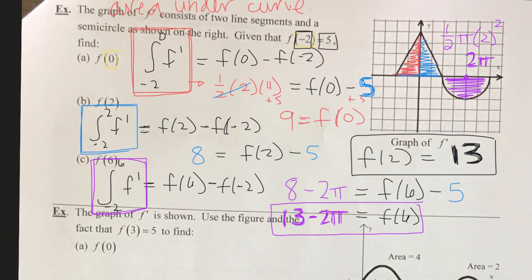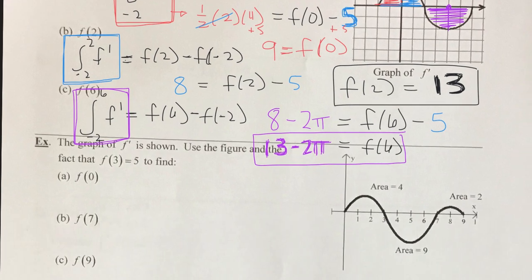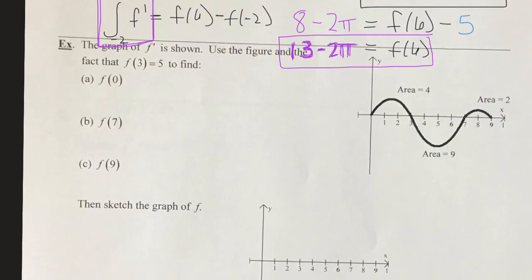And then from -2 to +6, we have our triangle, and then we have a semicircle. We have to remember that anything below the x-axis is negative. So 1/2 of pi times 2 squared is going to be a minus 2 pi as our area. So 8 minus 2 pi is the integral, the area from -2 to 6. And when we add 5 to the 8, we get a total answer of 13 minus 2 pi. Okay, so the integral is the area under the curve if we're not given an equation.